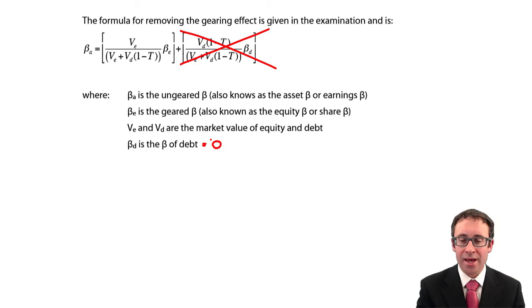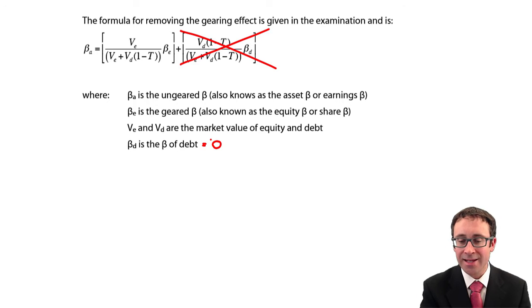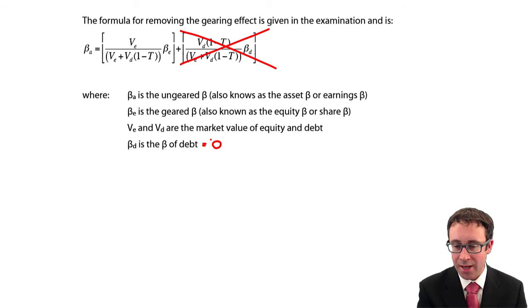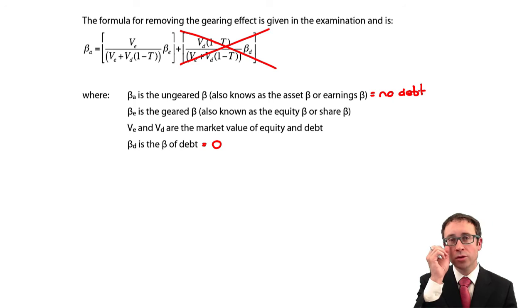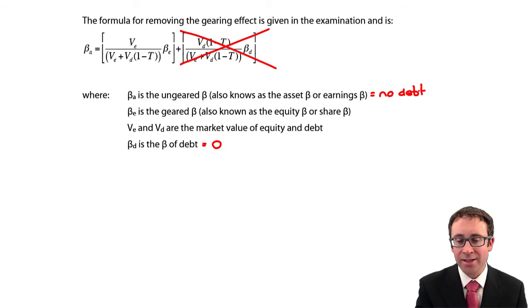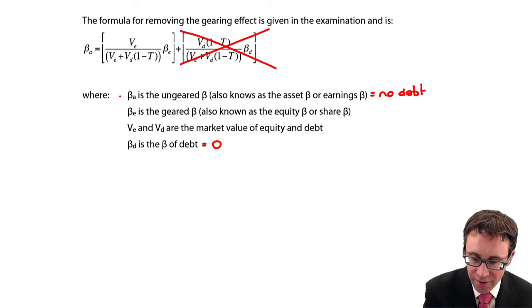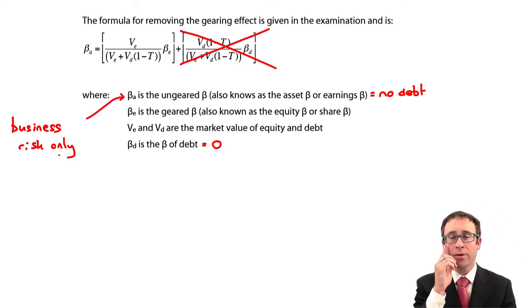If that's the case, we've now got a more simplified formula, whereby beta A is the ungeared beta. Therefore there is no debt, or if you like, it is the 100% equity financed business. If that's the case, beta asset is just reflecting the business risk only, isn't it?